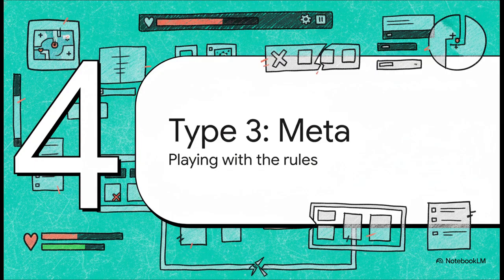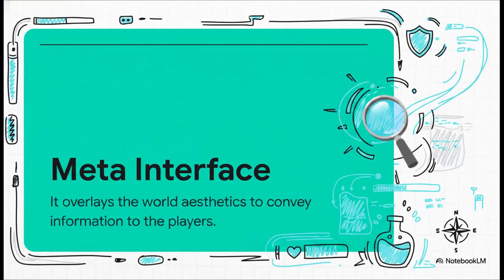Okay, now we get to the really clever stuff. Meta interfaces are this awesome, fascinating blend. They don't technically exist in the game world, but they're justified by the game's story. They kind of bend the rules of what the screen is. The definition says it overlays the world aesthetics. Now that word aesthetics is key.